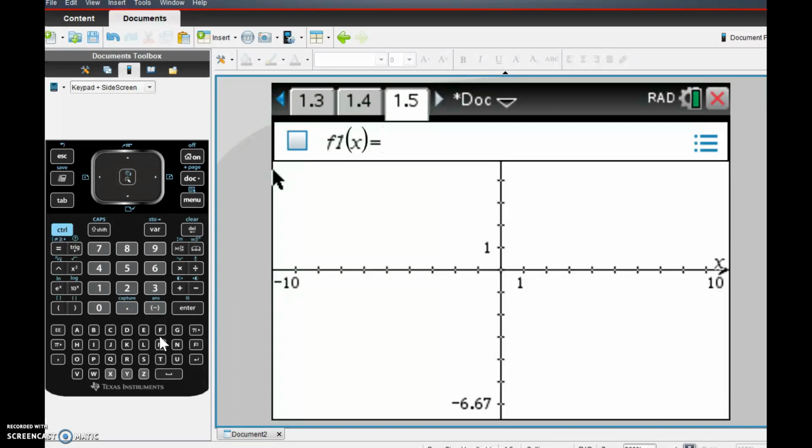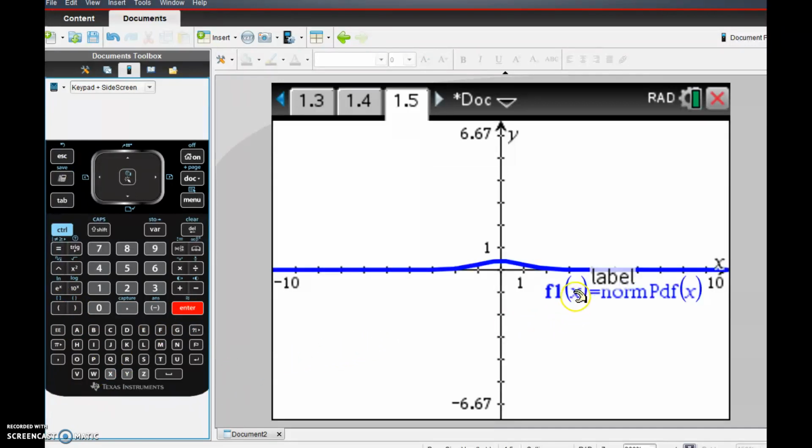One of the things we never talked about was a PDF with the normal. We never use that function, and you should never use it in AP Stat. But in order to graph it, I am going to show you. I'm going to go norm PDF. What this function does is it gives you the normal curve instead of having to write down the equation. So there it is.